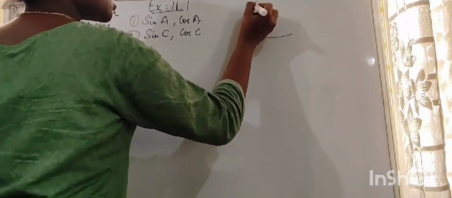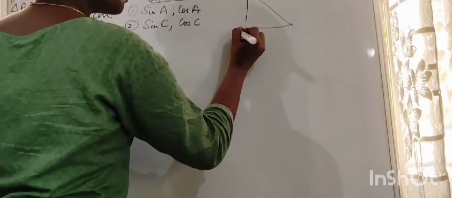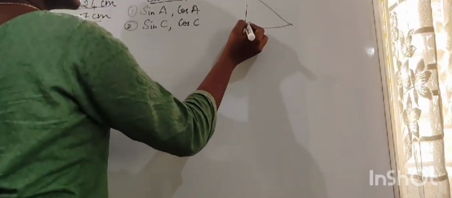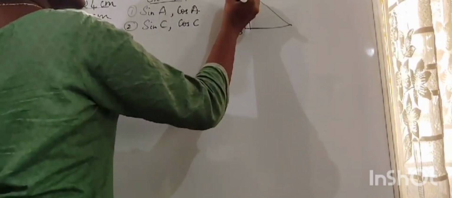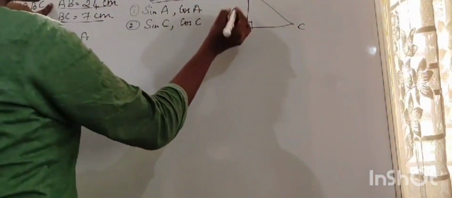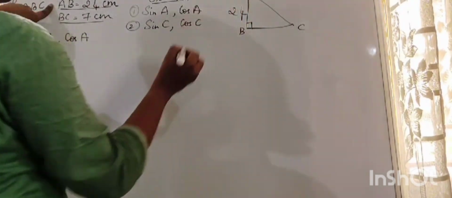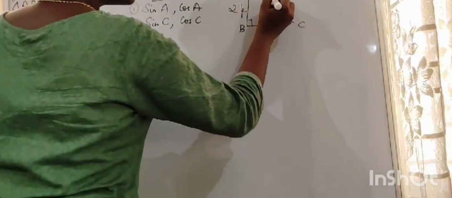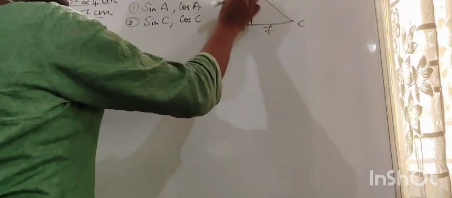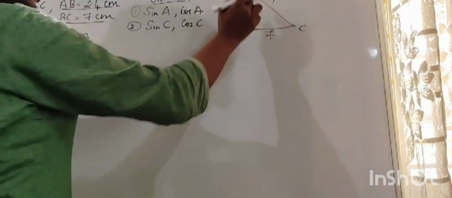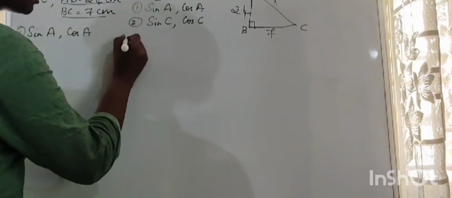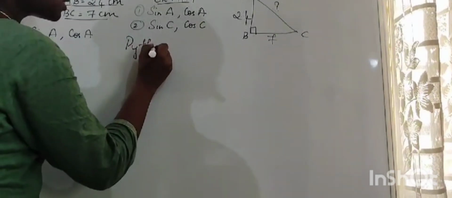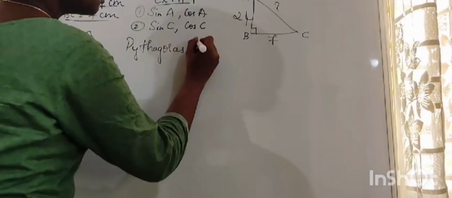Now they are saying in the question that there is a right angled triangle and it is right angled at B. So 90 degree is named as B, and here we will be writing A and C. And it is given that AB is 24 centimeter, BC is 7 centimeter. AC value we don't know. We are supposed to find out AC value. For finding out AC value, we will be applying Pythagoras formula.